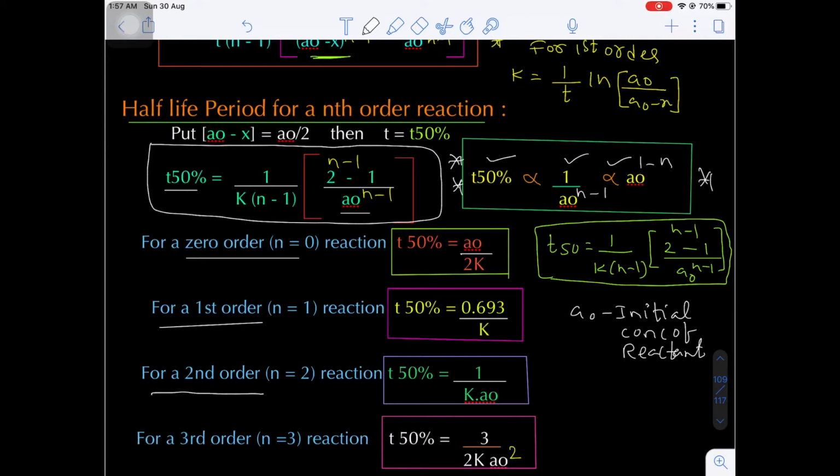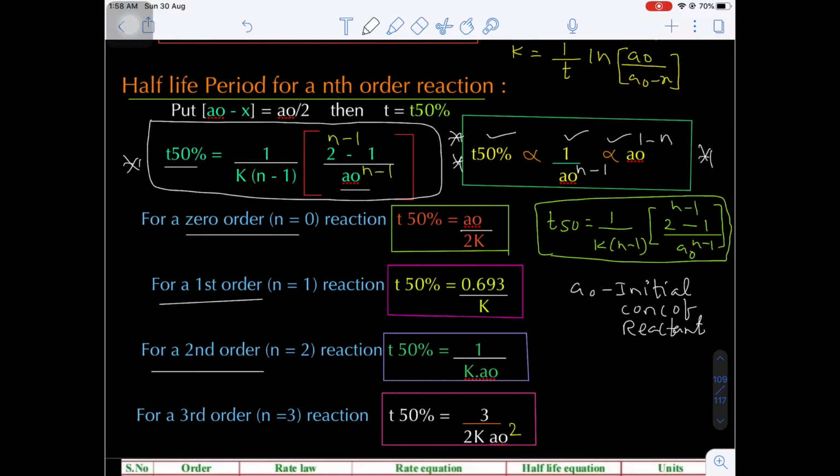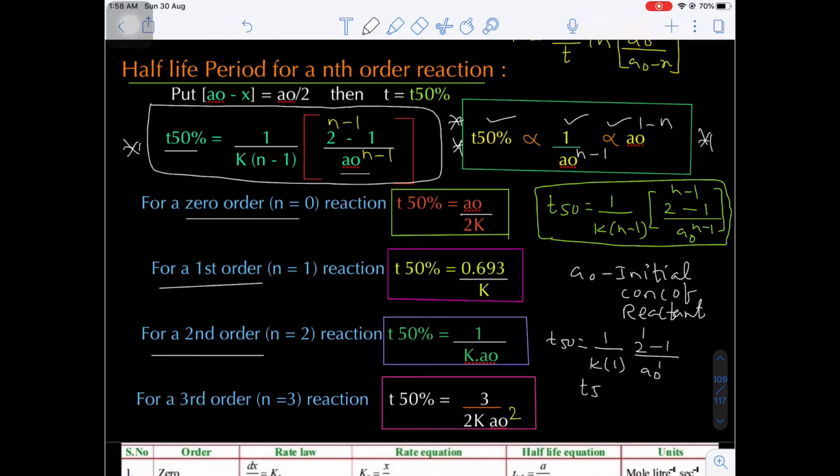Whereas for second order kinetics, put the n value 2 in this expression, you will get 1 by k into n minus 1. Instead of T50 here, we can directly write T50 is equal to 1 by k into n minus 1, 2 minus 1, nothing but 1. Okay, 2 to the power n minus 1, that is 2 to the power 1 minus 1, whole divided by initial concentration A0 to the power n minus 1, 2 minus 1, that will be 1. So finally T50 will be equal to 1 upon k times A0. Are you getting my point?